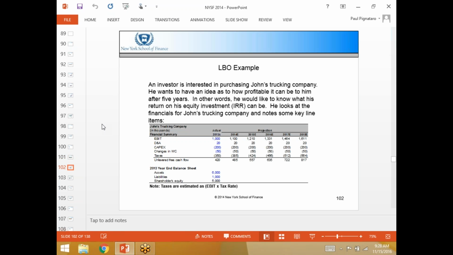So, let's look at one using this format. We'll do one together, and we'll spend today and tomorrow doing some on our own. Let's say we have a company we want to invest in. It's a trucking company, a delivery company. I want to know how profitable it can be after 5 years. In other words, if we invest in the business together, what would be the profitability?